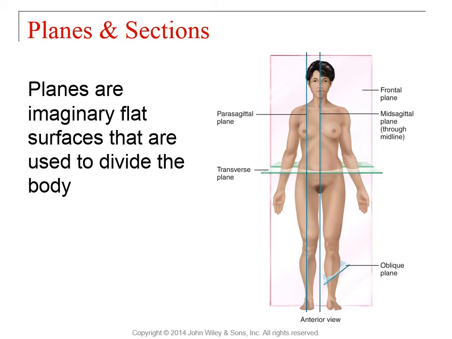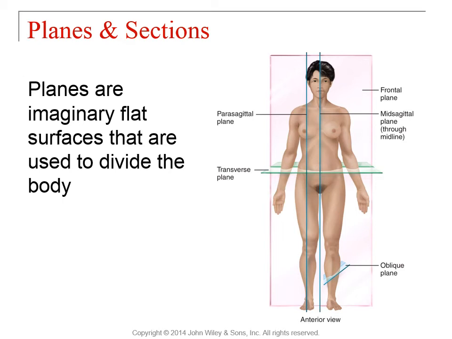So let's look first at the frontal plane. The frontal plane is also known as the coronal plane. The frontal plane is going to separate the body into both anterior and posterior portions. You look at the sagittal plane, which is going to differentiate from left to right. We're going to see different types.